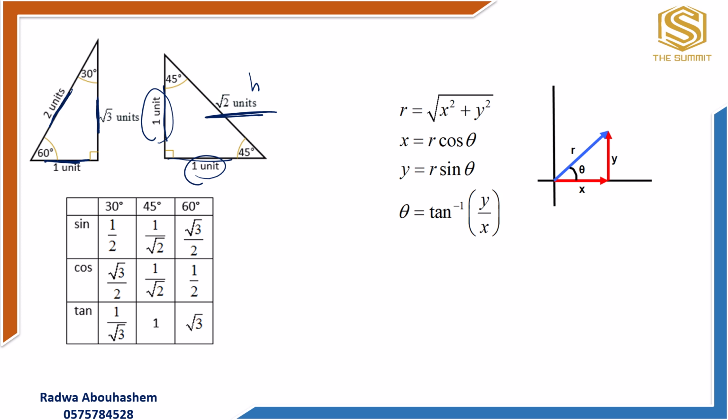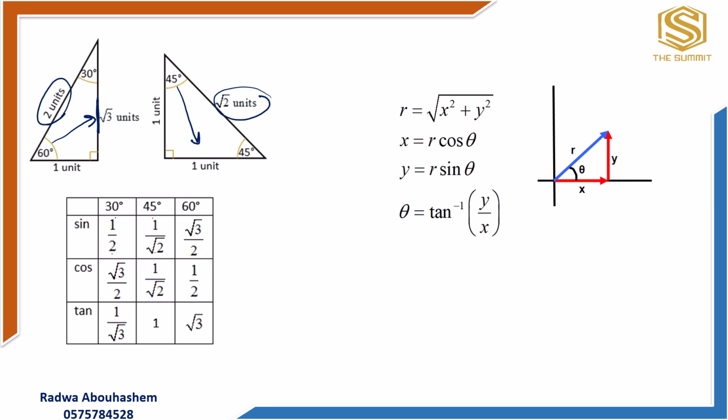So let's see how we use it. If I need the sine of 30, where is 30? Here is 30. Where is the opposite side? It's 1. And where is the hypotenuse? It's 2. So 1 over 2. If I need the sine of 45, where is the opposite side for 45? It's 1. And the hypotenuse is root 2. So 1 over root 2. Sine 60: the opposite side for 60 is root 3, and the hypotenuse is 2. Root 3 over 2. And so on.